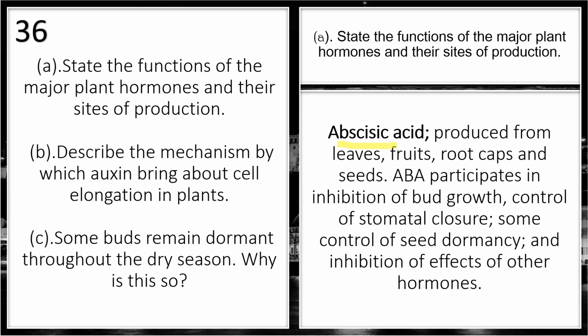We have abscisic acid. This is produced from the leaves, fruits, root caps, and seeds. ABA participates in inhibition of bud growth, control of stomata closure, some control of seed dormancy, and inhibition of the effects of other hormones.